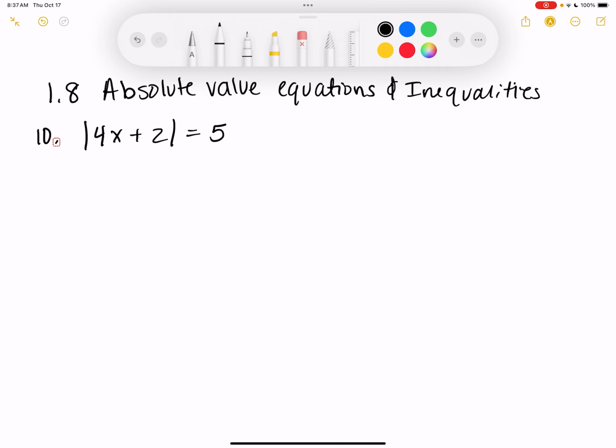So we know that an absolute value makes your answer positive, but a negative inside of the absolute value will turn it positive. So when I set up absolute value equations and inequalities, I'm always going to have two separate problems that I'm doing. For this first one, we copy it down exactly as it is. So 4x plus 2 equals 5.